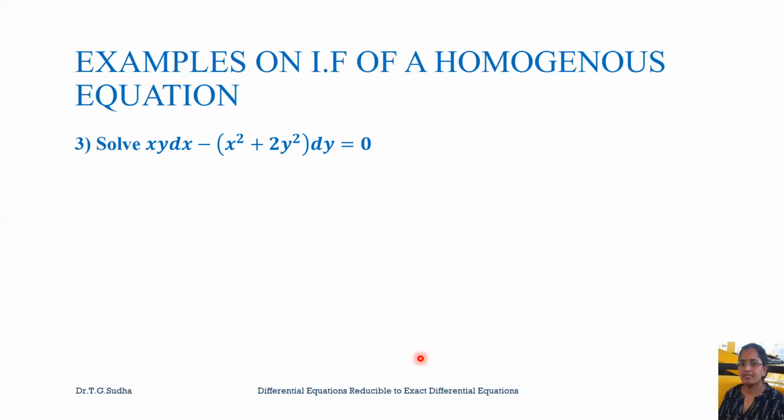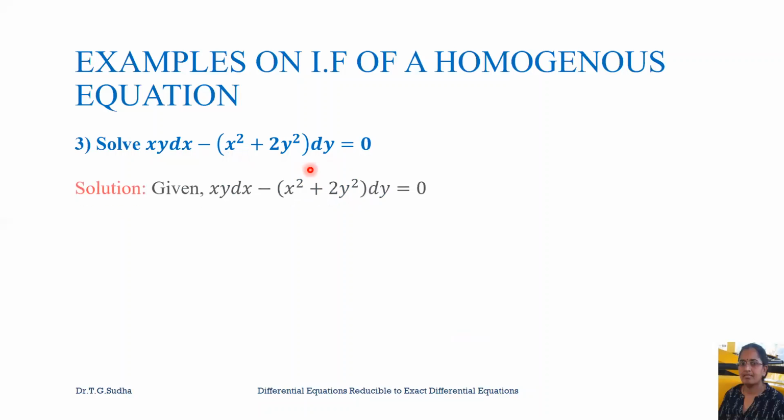Let us discuss one more example. Solve xy dx minus (x square plus 2y square) dy equal to 0. Once again, this is in the form of M dx plus N dy, where M is xy and N is minus of (x square plus 2y square).